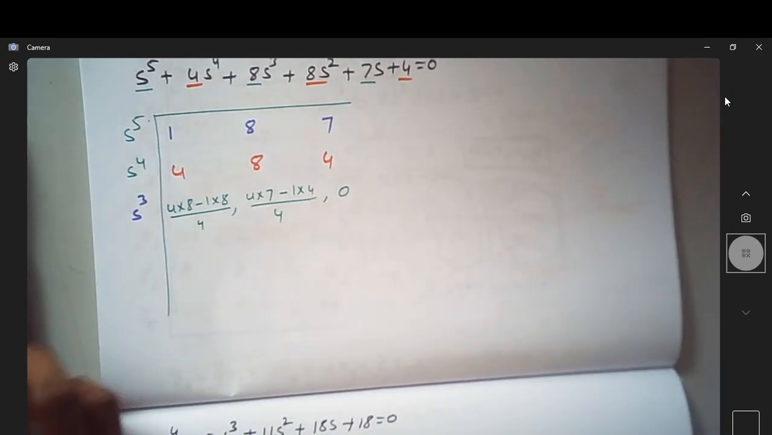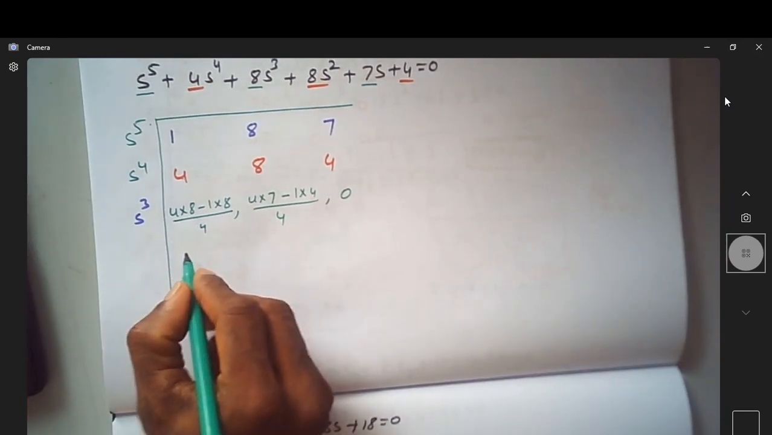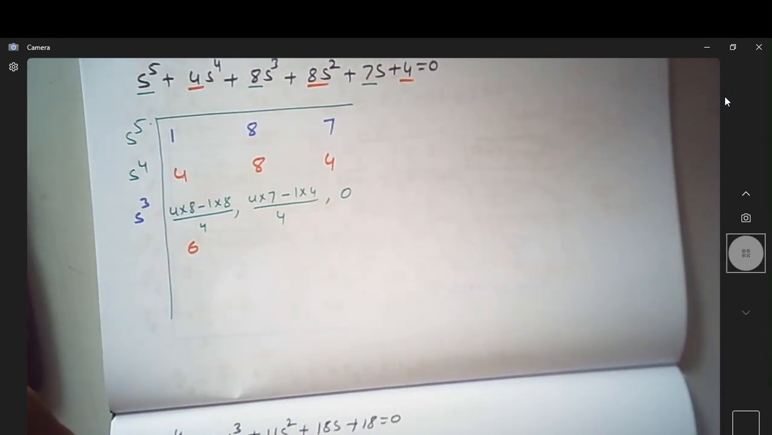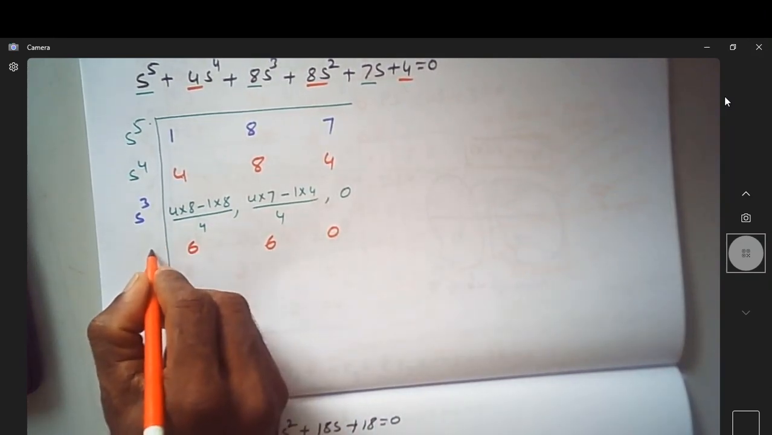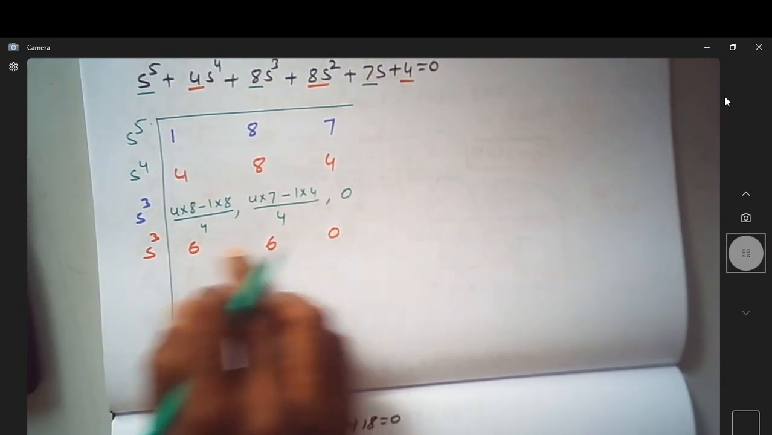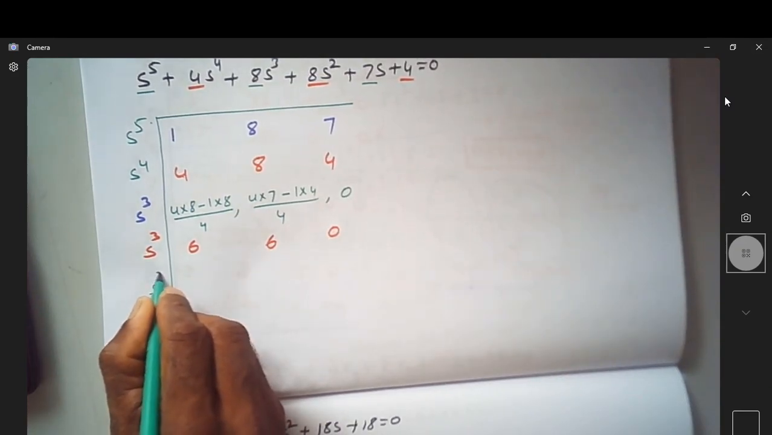So what is this now? It is 4 into 8 minus 8 divided by 4, which is 6. And 4 into 7 minus 4 is 24, and 24 by 4 is again 6. Then it is 0. So it is 6, 6, 0. This is s cube, simplified upon calculation.